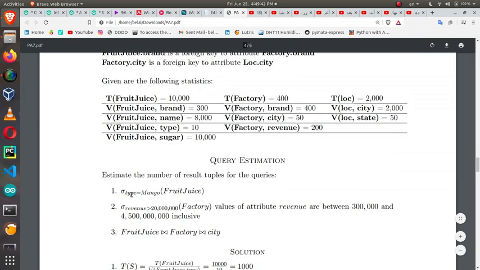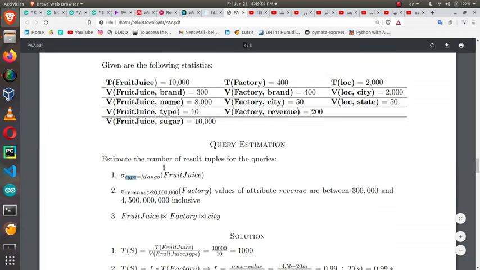So this is a select over fruit juice using the attribute type. The rule is simple: T of fruit juice, the number of tuples in fruit juice, over the number of distinct values in table fruit juice for attribute type. So 10,000 over 10. So this query gets us 1,000 tuples.